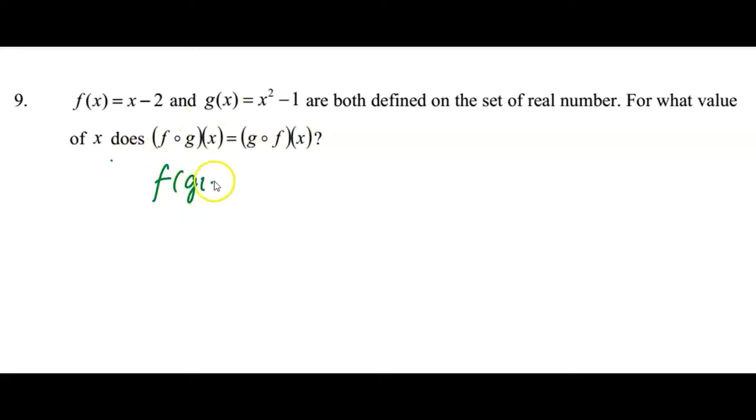First I will get my f(g(x)). I will put g(x), which is x squared minus 1, into the function f. Now we need to find f of x squared minus 1, meaning that this will be replaced by x squared minus 1, the same as this x.